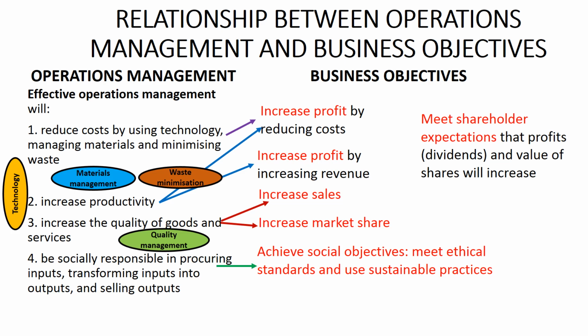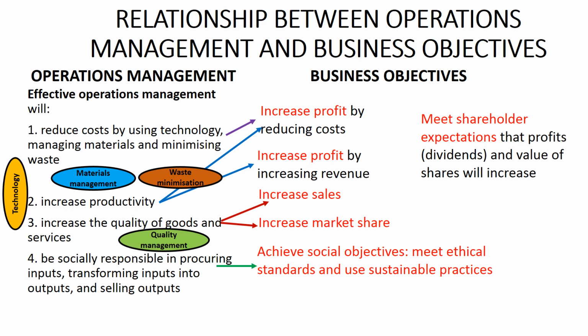Similarly, a business might have the objective of minimising its impact on the environment. Operations management can contribute to the achievement of this objective by using technology that reduces the production of harmful byproducts during the production process that would otherwise contaminate the environment.